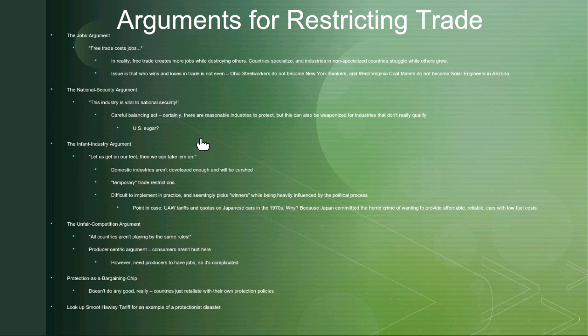This is one of the few trade restriction arguments that economists take fairly seriously. This is the idea that this industry is vital to national security. It is a careful balancing act. Certainly, there are reasonable industries to protect, but this can also be weaponized for industries that don't really qualify. U.S. sugar has a huge tariff in place. It costs Americans about $20 every year, but it's necessary to keep the U.S. sugar industry in Louisiana and Texas afloat.